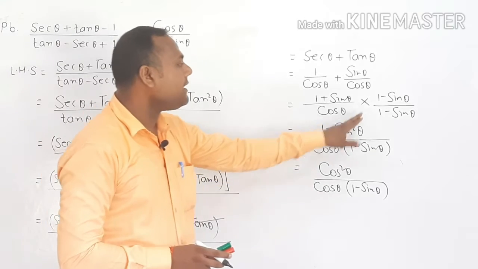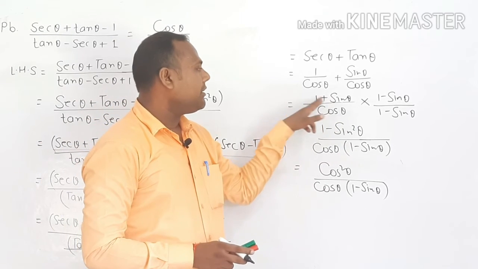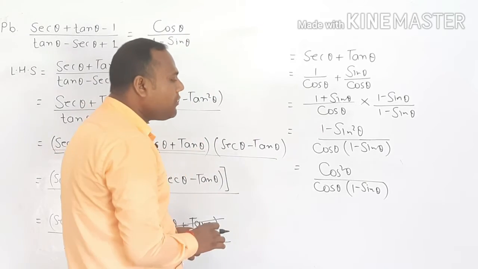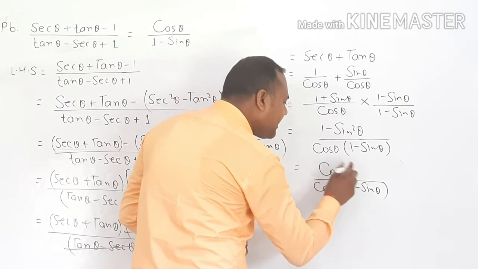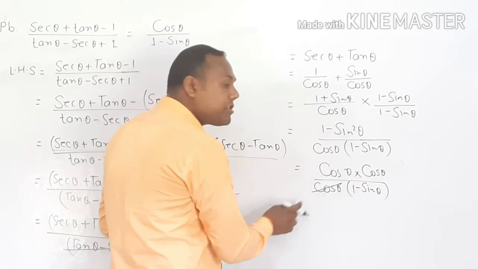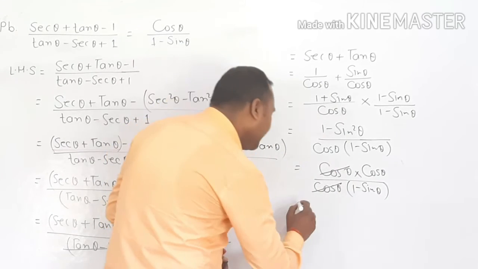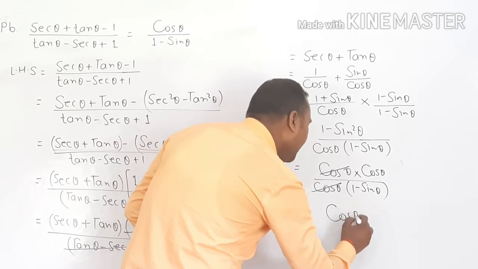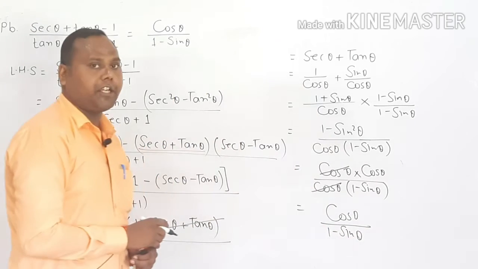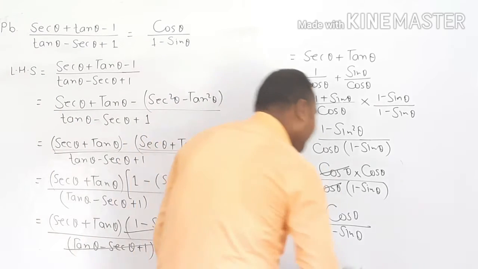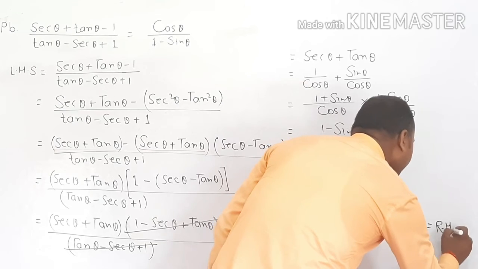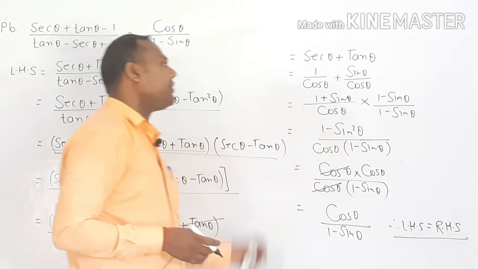That's why we put the rationalization on this part, that means the numerator. And we already know that cos² θ can be written as cos θ multiplied by cos θ. That means cos θ cancels out with cos θ. That means cos θ upon (1 − sin θ), which is required according to the question. That means LHS is equal to RHS. Proved. Now you can take a screenshot.